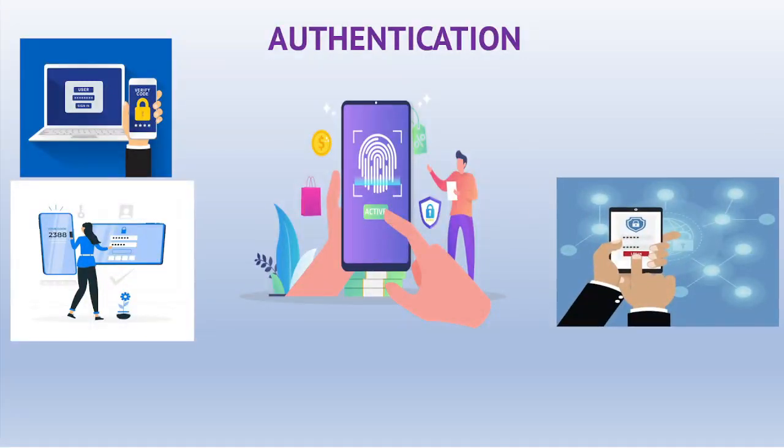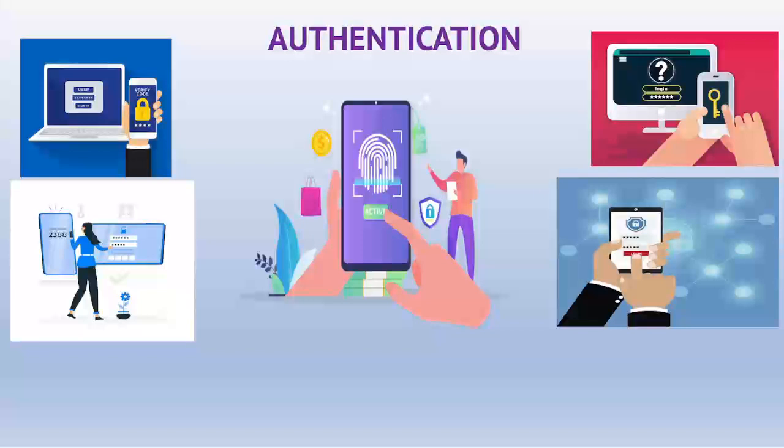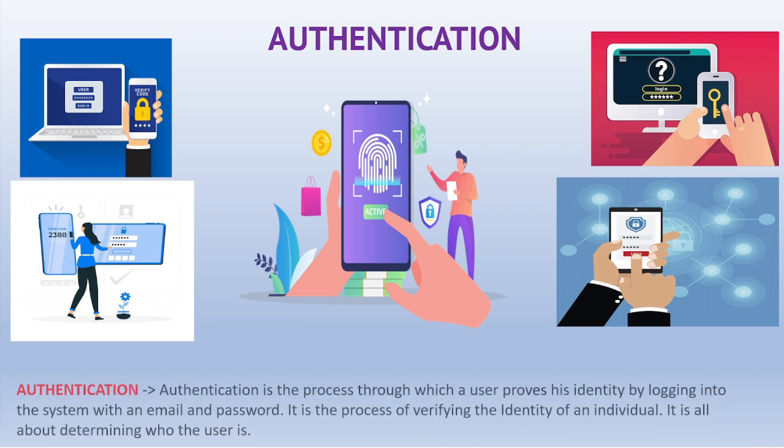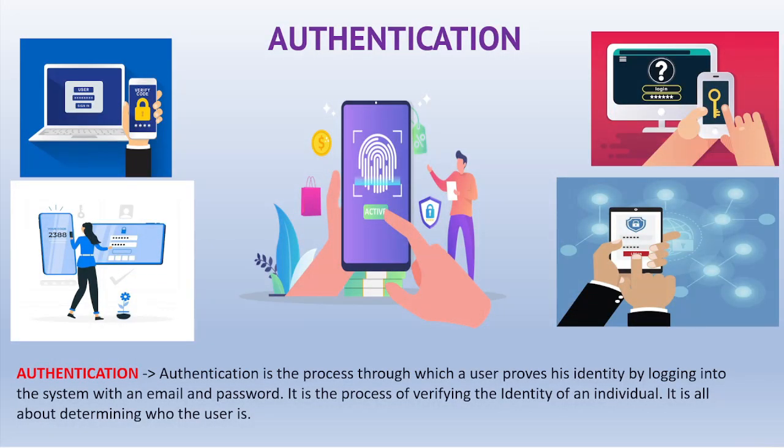But before we dive into today's video, we first need to understand what authentication is and why we need it. Authentication is the process of checking the identity of the user that accesses our application. Most applications have a login feature, and the application validates the user's identity against trusted sources such as a database or external login providers. In simple terms, authentication is the process through which a user proves their identity by logging into the system with an email and password. Using authentication, the system determines who is accessing its data.